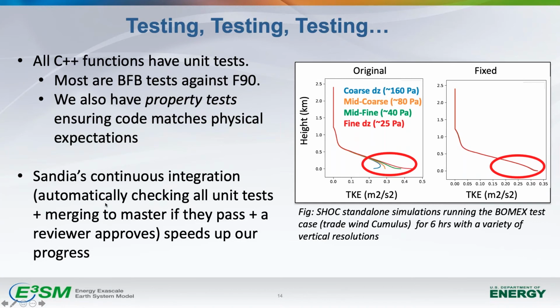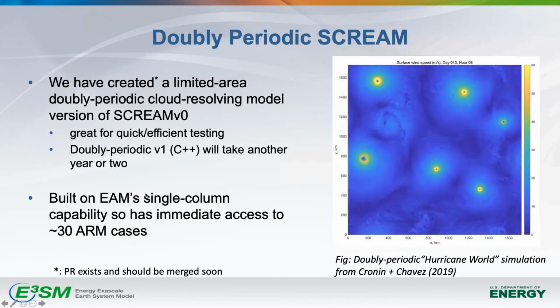Another thing that's really important for us is that we are using continuous integration to automatically merge our pull requests rather than having to wait. I think this allows us to move a lot faster than E3SM, in that we can have multiple pull requests merged in a day. So that's worked really well for us.